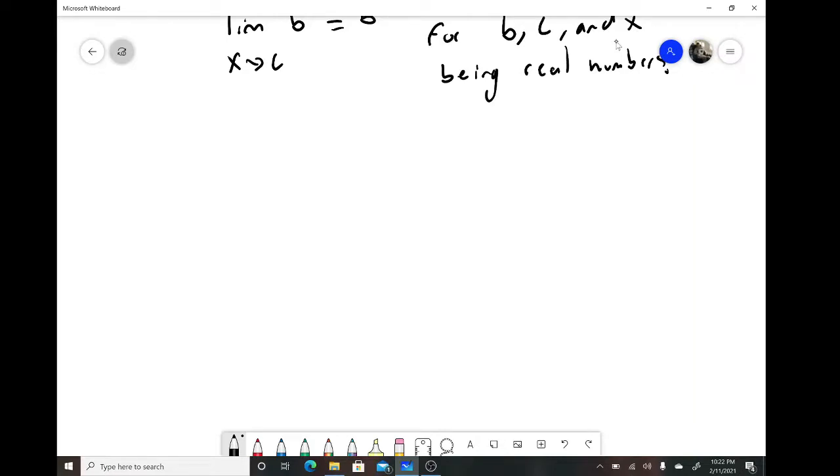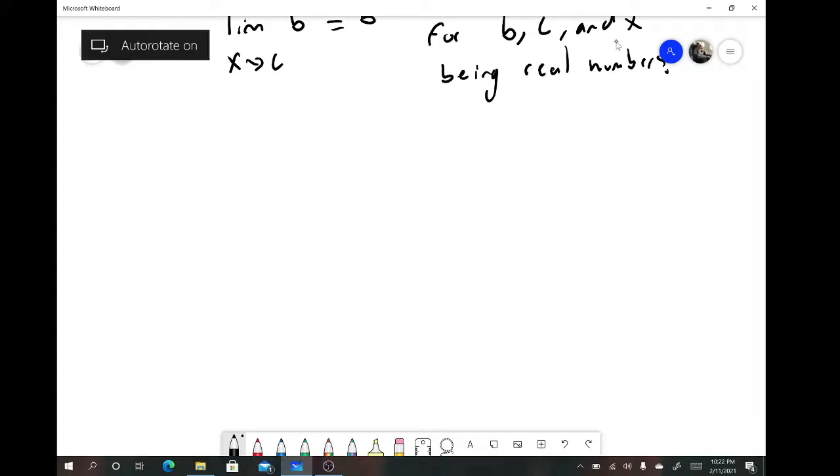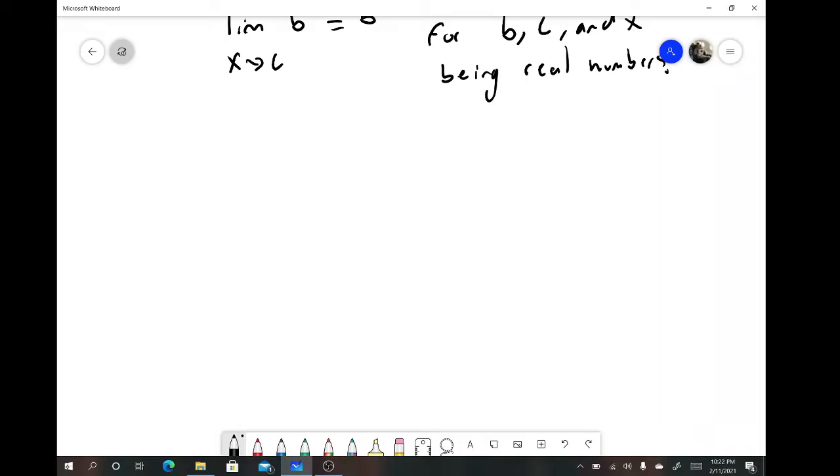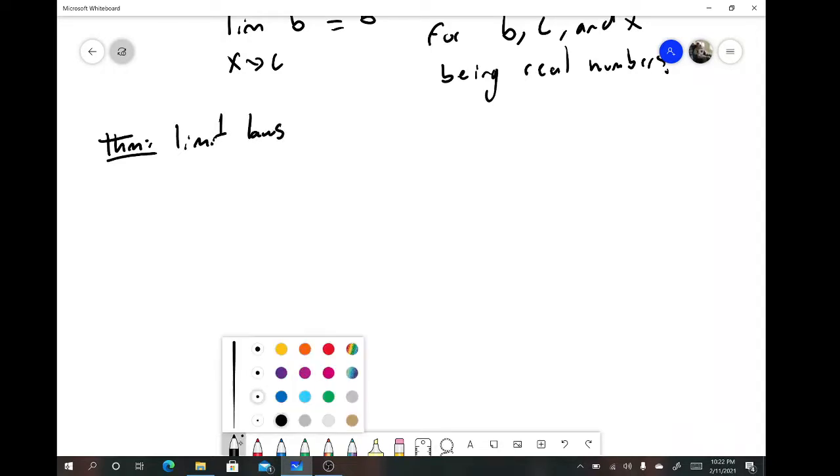Okay, actually, let me try to grab my keyboard from there. Put this down. All right, so let's see. Theorem, these are the limit laws. Let me try to make this finer.